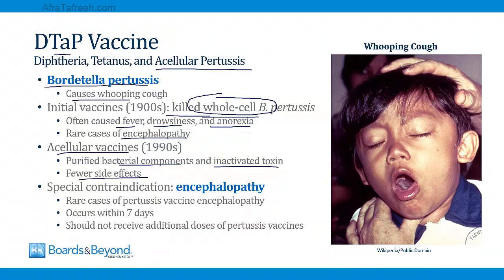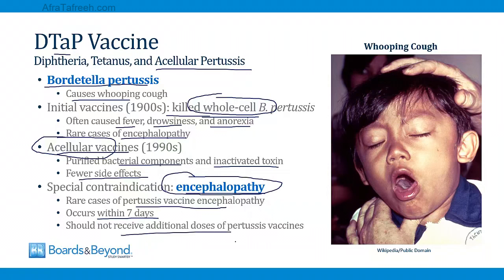There is one special contraindication to this vaccine, however, that you should know for your board exams, and that is encephalopathy. Even with the acellular version of the pertussis vaccine, there have still been rare cases of pertussis vaccine encephalopathy reported. They usually occur within 7 days of receiving vaccination. So if a child develops encephalopathy after their first or second dose of the DTaP vaccine, they shouldn't receive any additional doses. And this is a special contraindication that only applies to the DTaP vaccine, and it's because of the pertussis component of that vaccine.